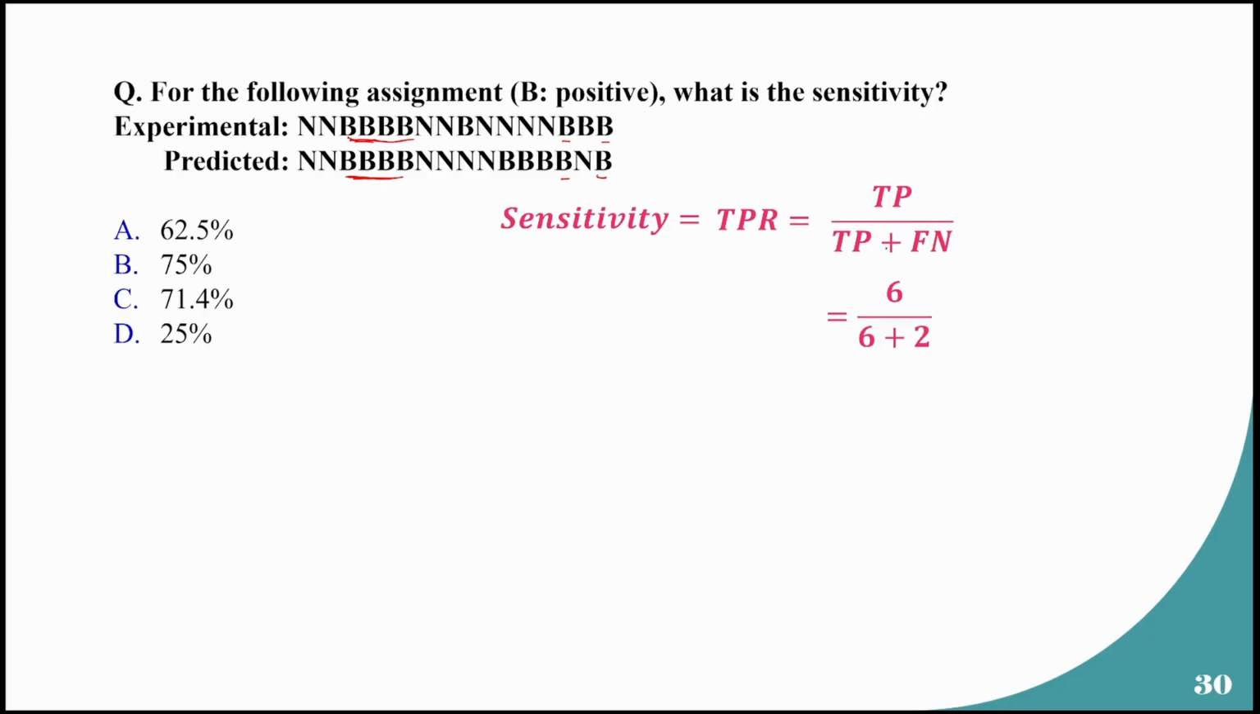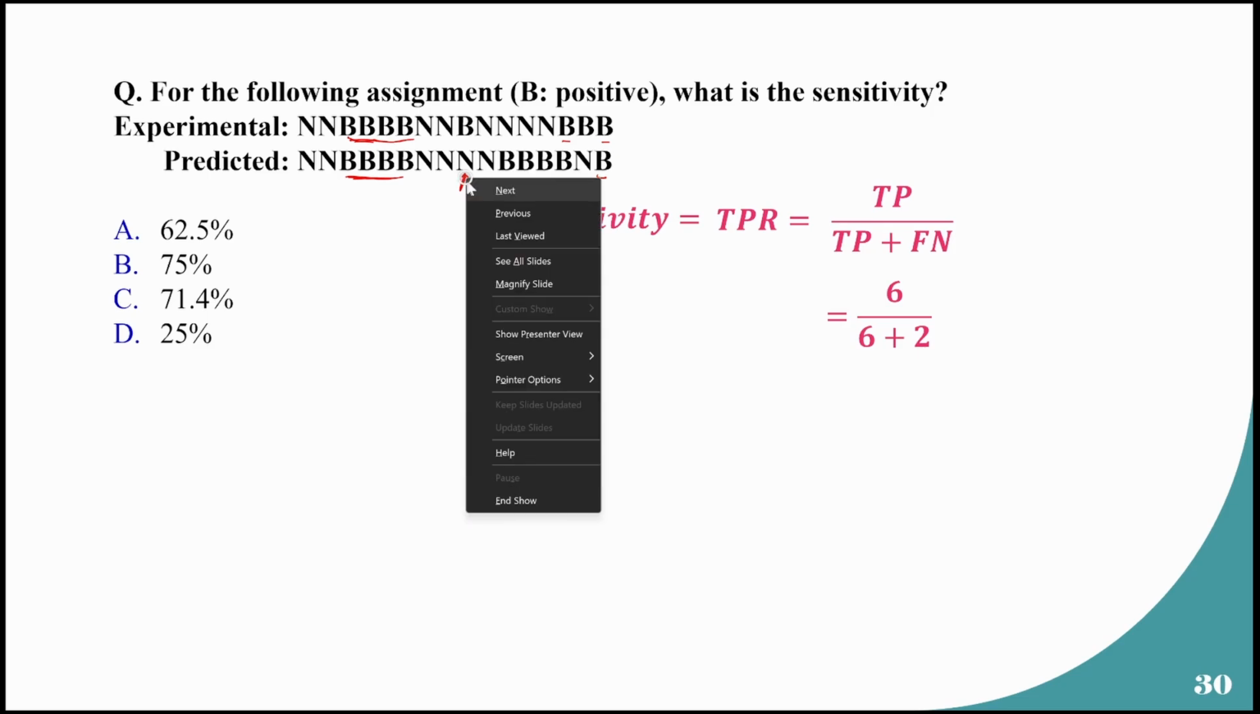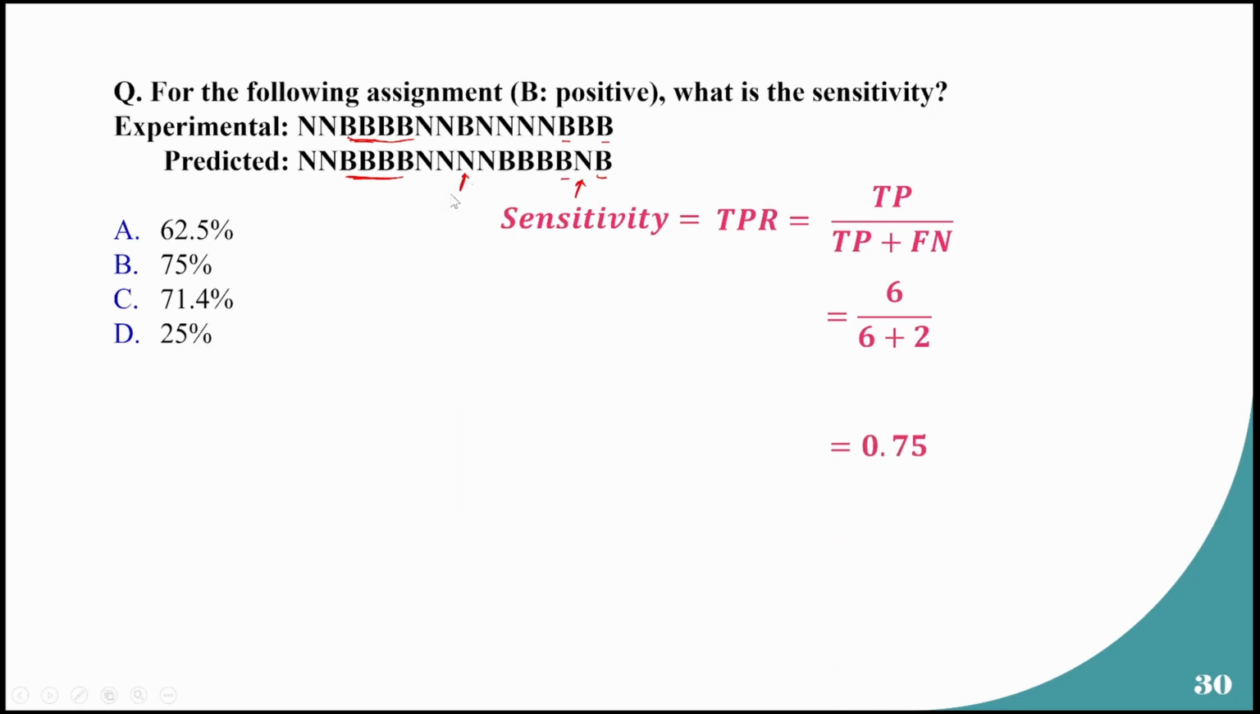Now, how many are false negatives? False negatives are positive values which are incorrectly flagged as being negative by the model. So one seems to be here, and then another one seems to be here. There is no other false negative in this particular case. So yeah, it will be 0.75 if you calculate the sensitivity or the TPR.